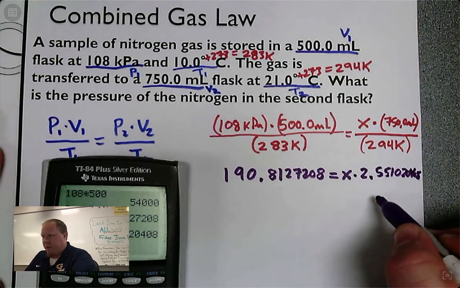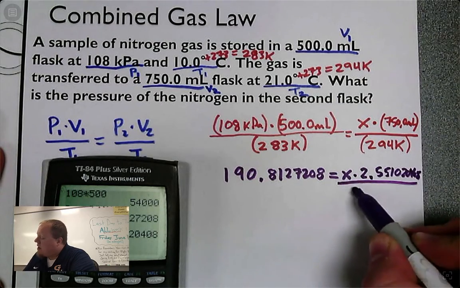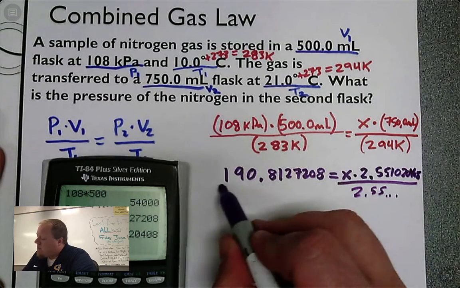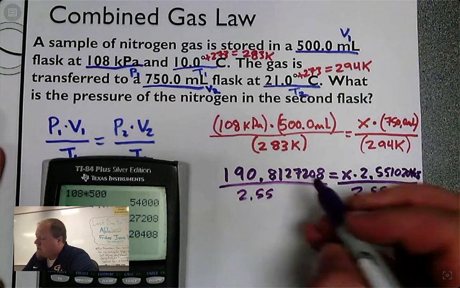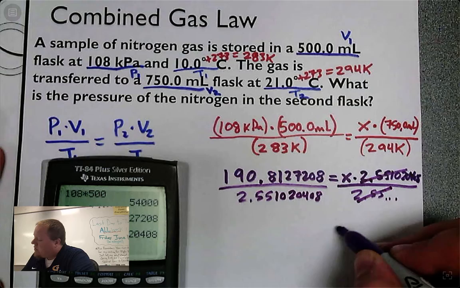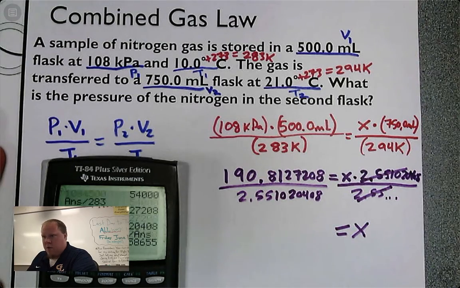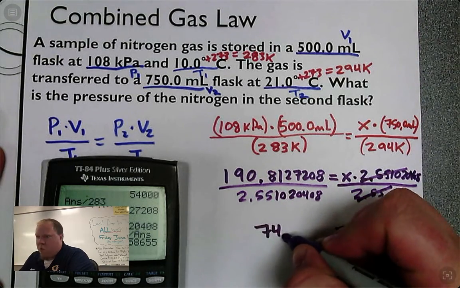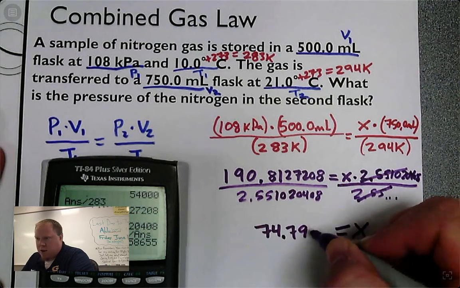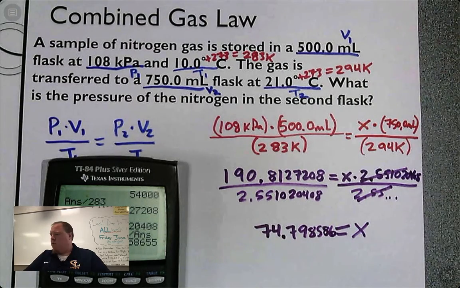Now I want to get X all by itself. So I'm going to try to get rid of this number here, the 2.55 thing. And I'm going to do that by dividing both sides by 2.551020408. And that makes it go away over here. So the only thing that's left is X. Okay, so 190.8127208 divided by that, second answer, 74.798586, and that's probably enough sig figs right there to round it.